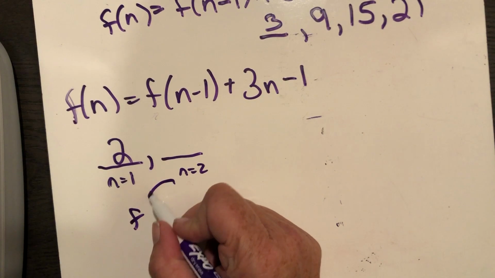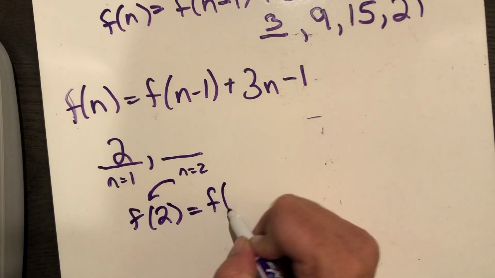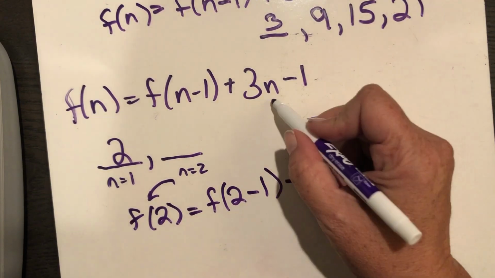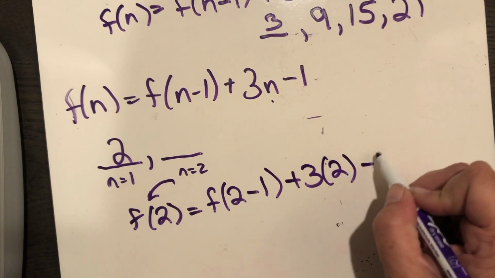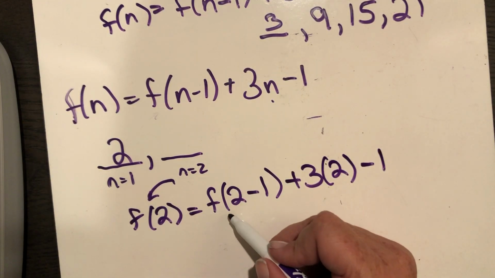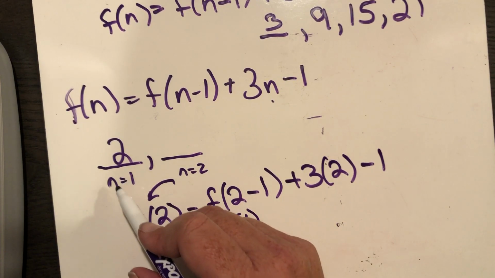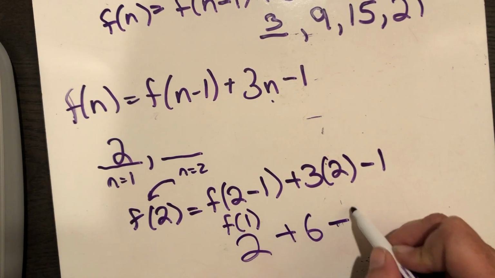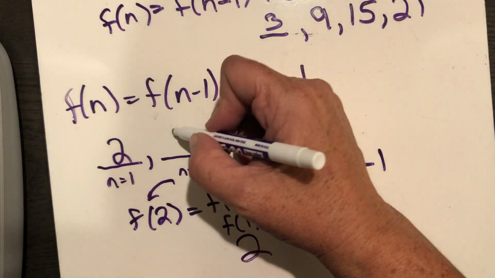If we're trying to find f of 2 now, we're going to do f of 2 minus 1 plus 3n, and we decided n was 2 right now, minus 1. F of 2 minus 1 is f of 1. That means the answer to 1. So that's 2 plus 6 minus 1. 8, 7.